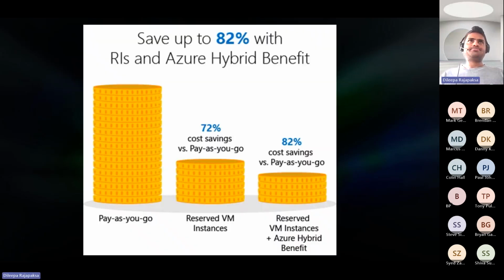All right. Now, this is the comparison of how you can save with Azure hybrid benefits together with the reservations, right? If you look at pay as you go, you can see this tower is really big, right? And if you go with just reserved instances, compared to pay as you go, reserved instances will save you 72%. That is the maximum that you can get with 3 year instances, right? So what you are going to do is lock up that machine for 3 years, and you are not going to change any of these machines, right?